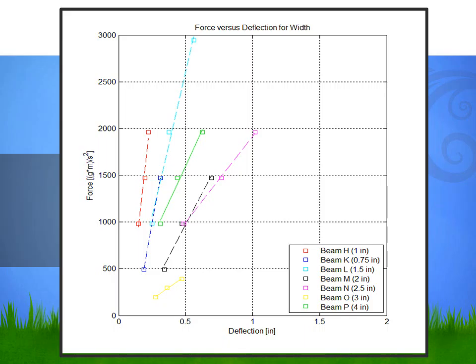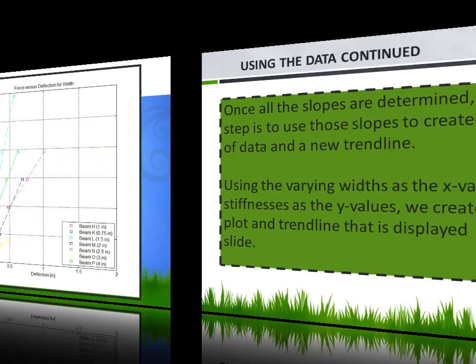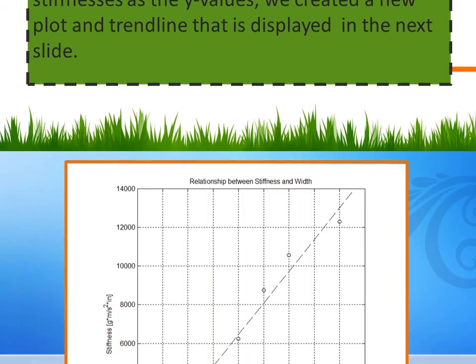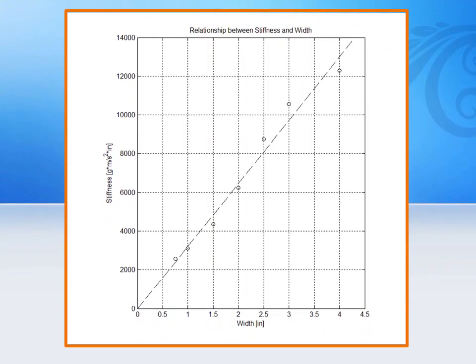This graph shows the resulting data of 7 of the 22 beams. We used that data to come up with a universal formula for beam stiffness. This graph shows how stiffness is affected by the width of each beam.